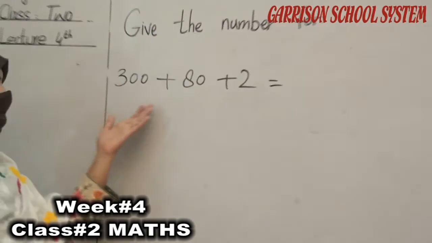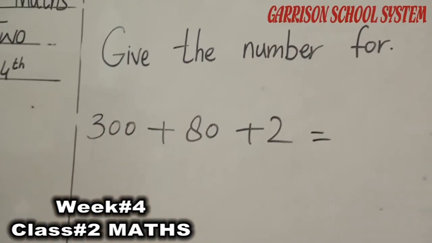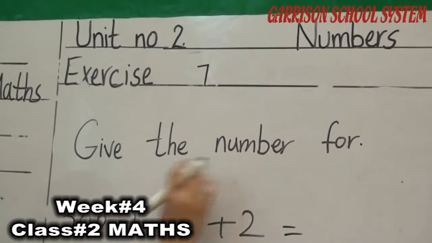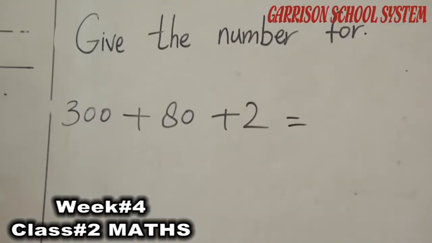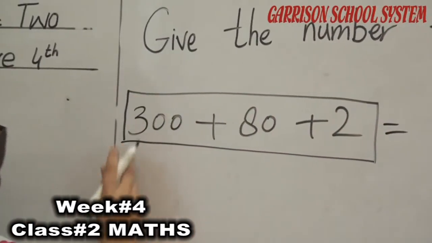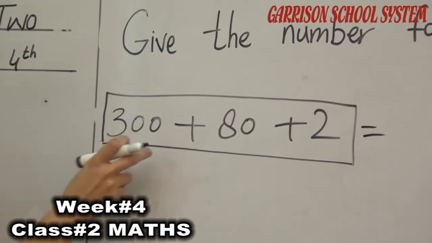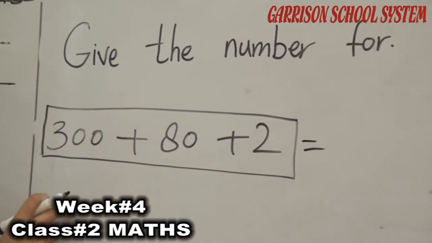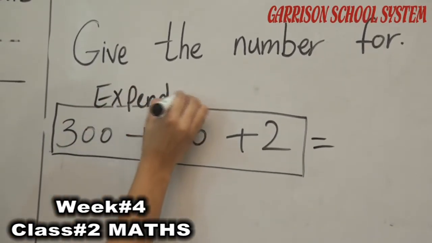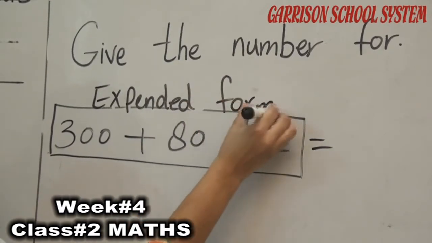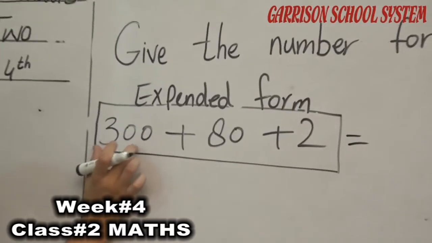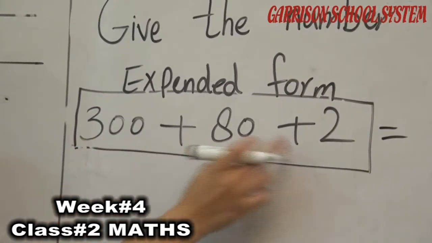Okay, students, look at this exercise number 7. Here is expanded form. As you can see, when we write the number separately according to its place value, this is our expanded form, because we have to write its place value with these numbers: 300 plus 80 plus 2.